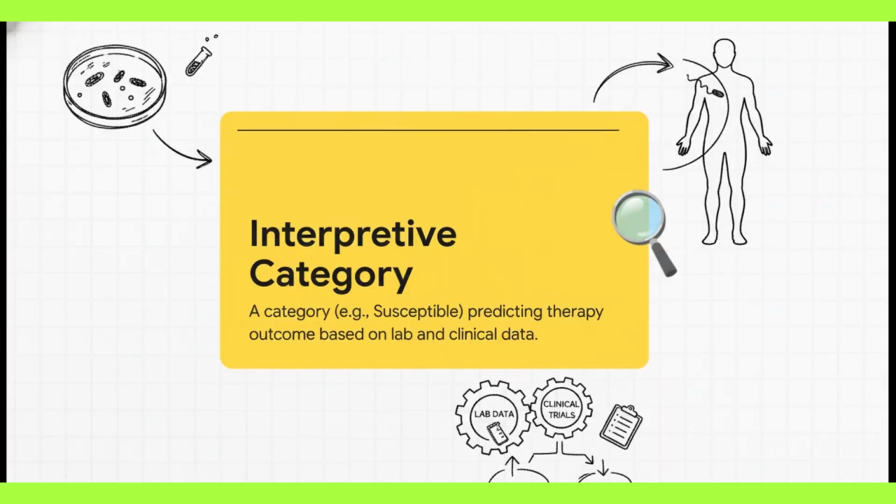That breakpoint is what lets us assign an interpretive category. And listen, this isn't just a random lab label, it's a clinical prediction. These categories, like susceptible or resistant, are built from a ton of data. Lab results, how the drug acts in the body, and results from actual clinical trials, all to predict whether or not the antibiotic is actually going to work for the patient.